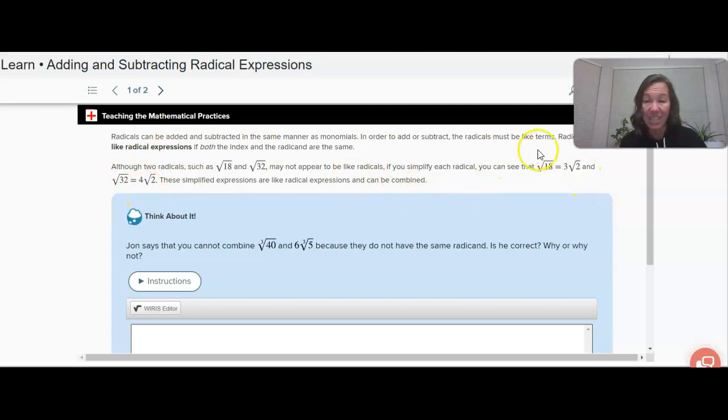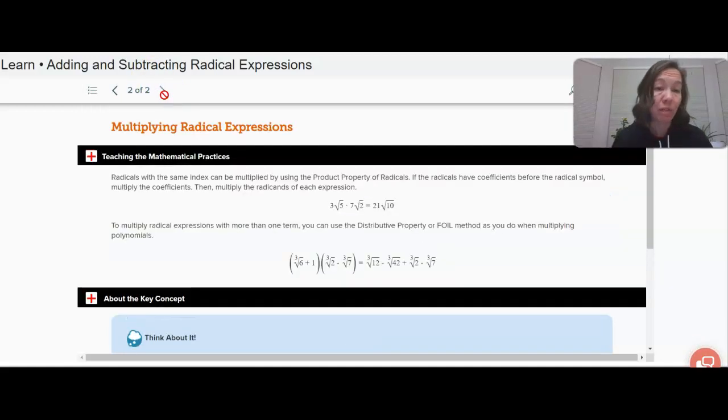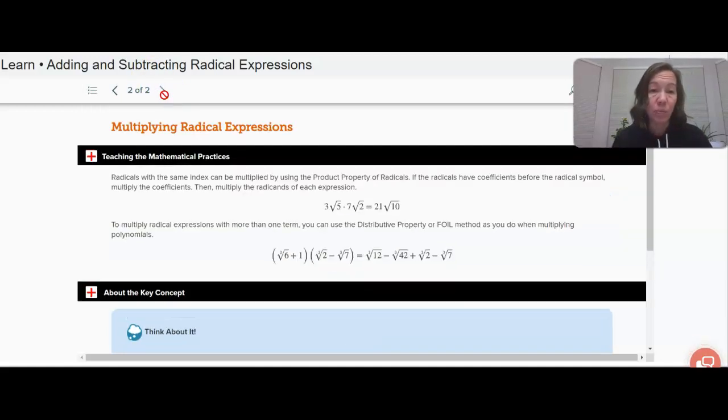And so now if I wanted to add these two, it's just like 3x and 4x. It would be 7x. 3 root 2 and 4 root 2 is 7 root 2. Okay? So if you can simplify first, then you can find that.